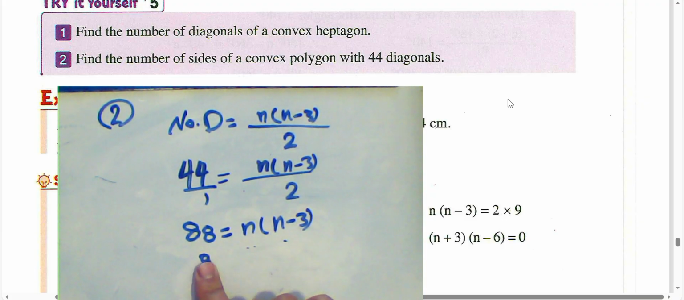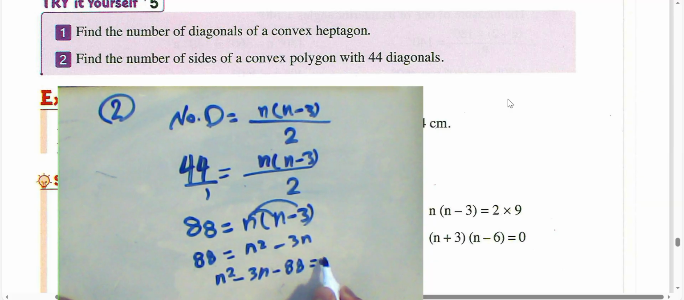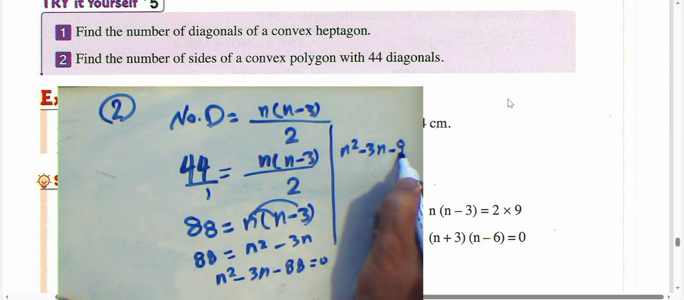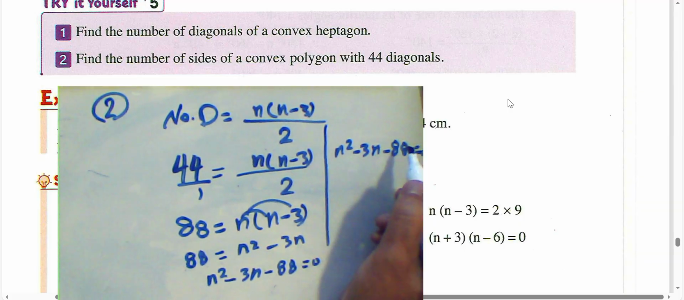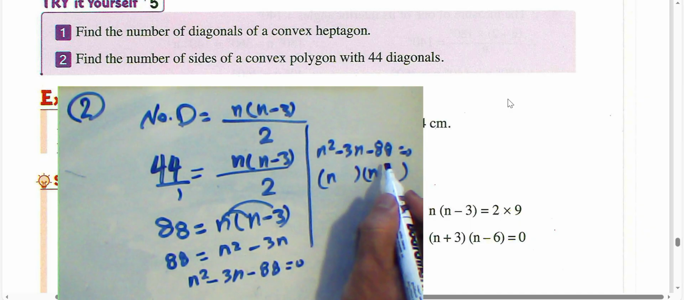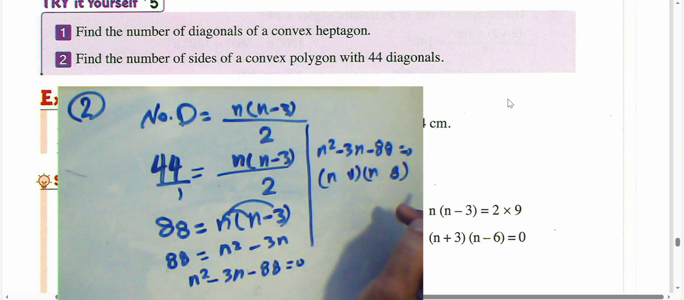You can solve by this method, or you can write the equation 88 equals n times n, which is n squared, and n times 3 is 3n, and move 88 to the right-hand side and change the sign. n squared minus 3n minus 88 equals 0, and then you can factorize this expression. Open two factors, n times n, and we want two numbers whose product equals 88, like 11 and 8. 11 times 8 equals 88, and the difference between them equals 3.